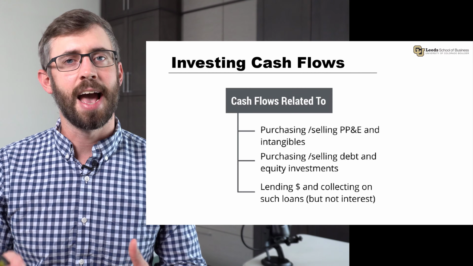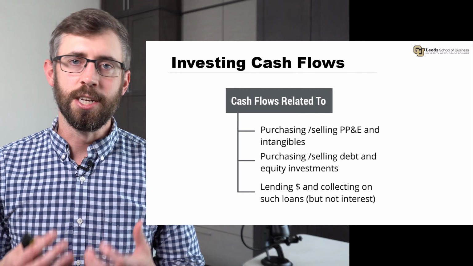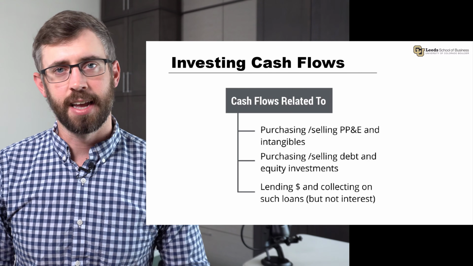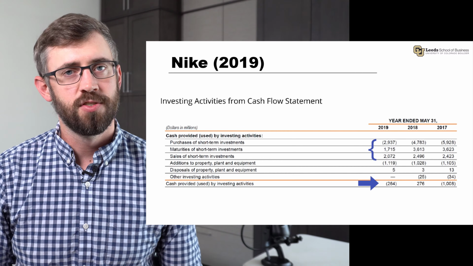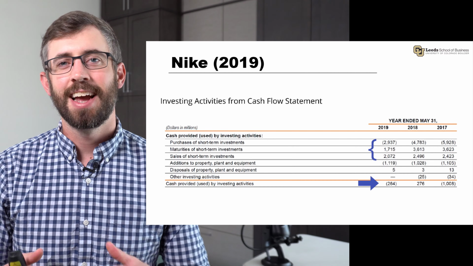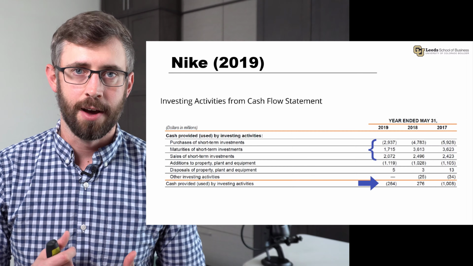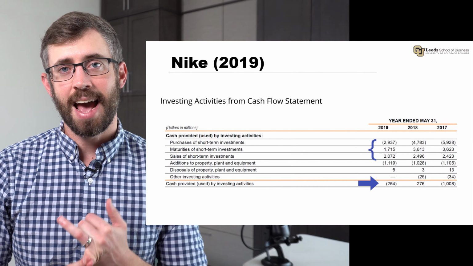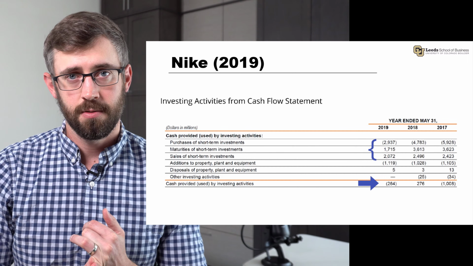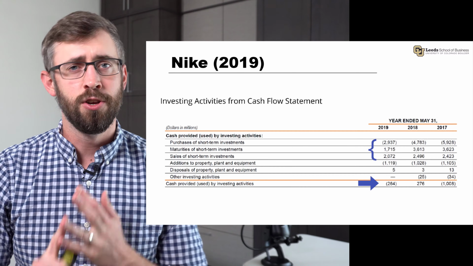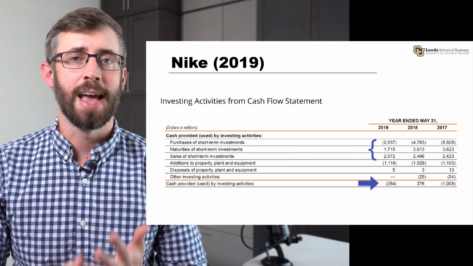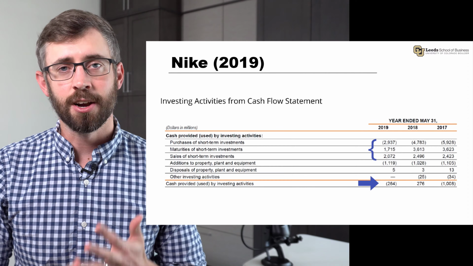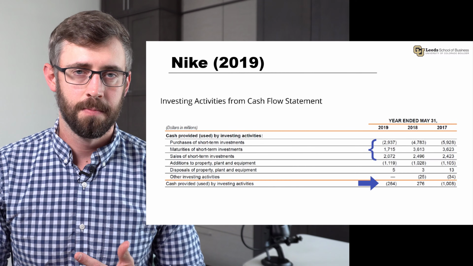These are the three categories you need to keep in mind when you're creating an investing section on a cash flow statement. If we take a look at Nike's 2019 cash flow statement, the investing section, there are three important things that I want to point out. First of all, if you look at those line items, we see investments and we see PP&E. So we have a huge multinational corporation using the same categories that I just pointed out in their investing section of the cash flow statement.